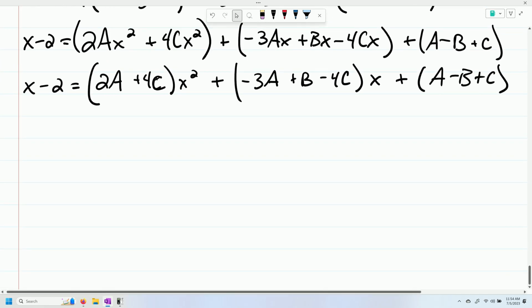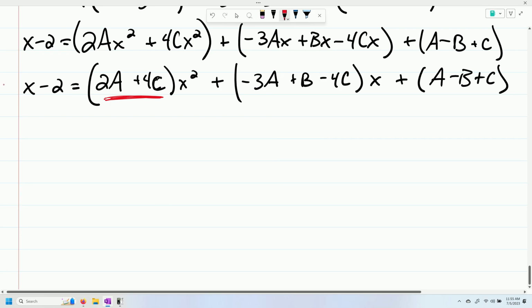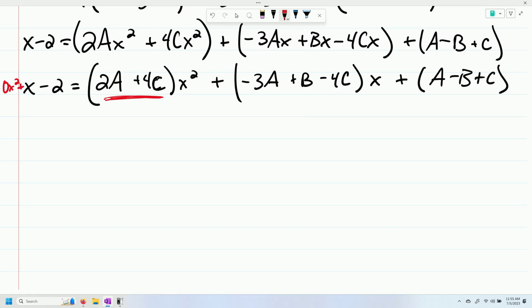From here, remember, when you look at the right-hand side of the equation, you have 2a plus 4c, and that has to equal an x squared term. Unfortunately, we do not have an x squared term on the left-hand side, but that's fine, because here's what we know. 2a plus 4c, and yes, I put a space here on purpose, will equal 0.